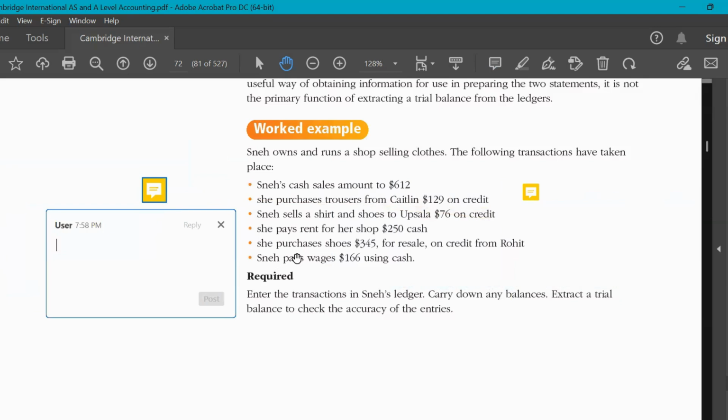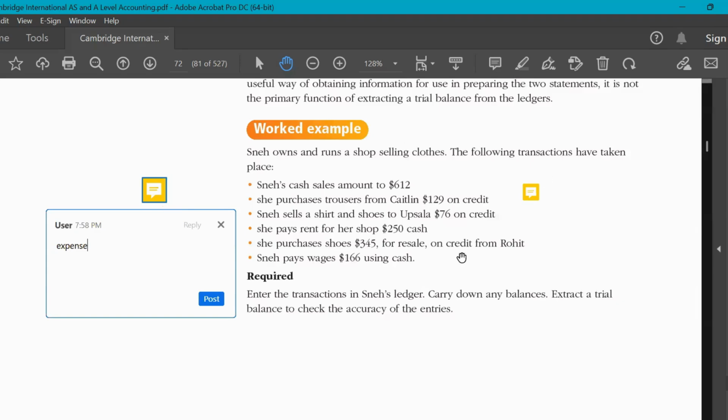So here, she purchases shoes. Every time that you purchase something, obviously this one is on the debit side, because purchasing shoes is an expense. Okay, for resale. So what does it mean? Look, she's going to buy the shoes so that she will sell them to another person or another customer.